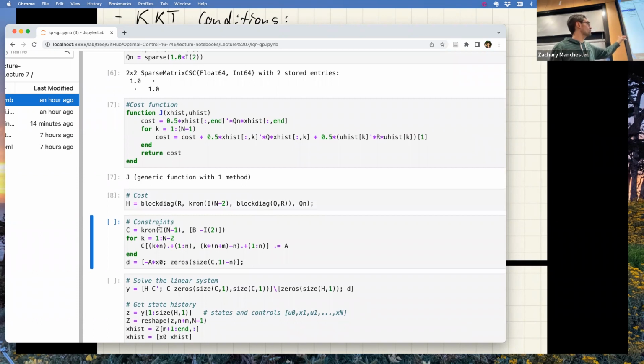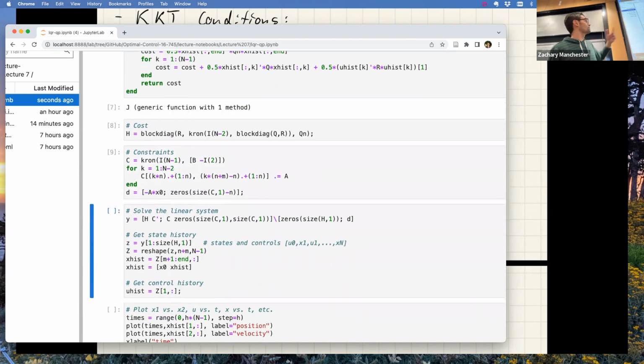Here I'm just looping through. I'm going to set this up as I'm just building that A B minus I pattern down. Again, using some Kronecker product tricks to expand that out and then doing some looping to put the A's in the right spots. That's the d vector on the right-hand side that we just talked about. So no surprises.